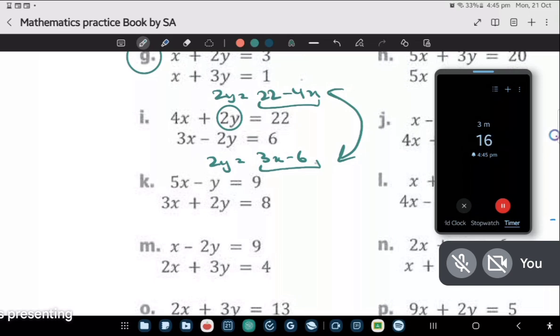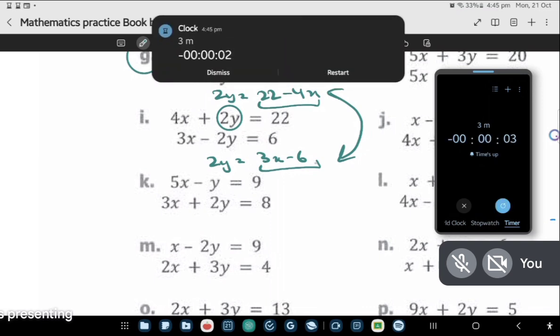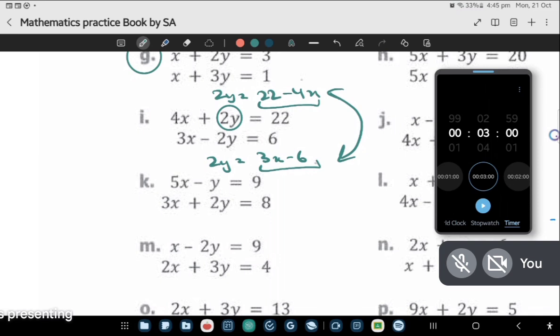Is it done? Yes, x equals 16. Oh, and why? What is the value for y? I couldn't find y.